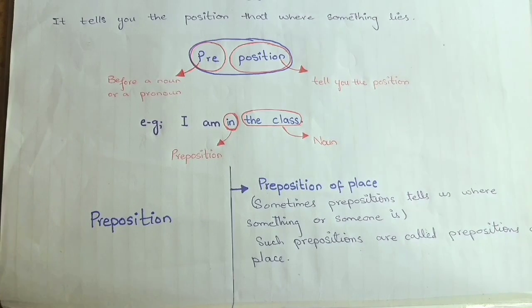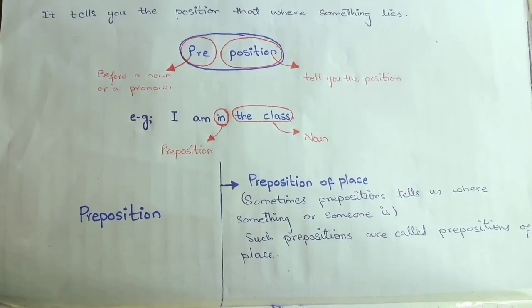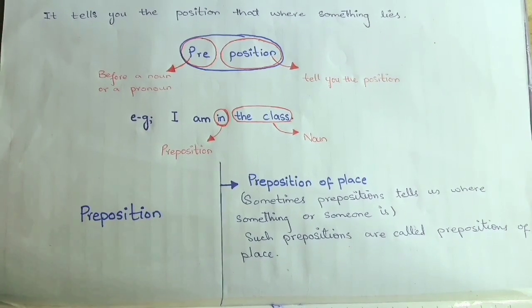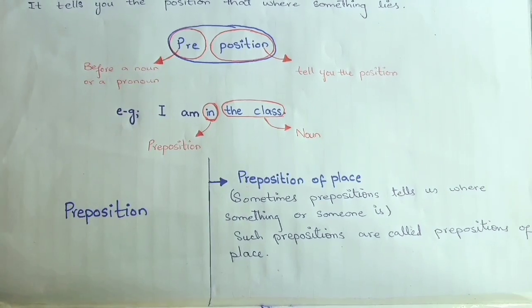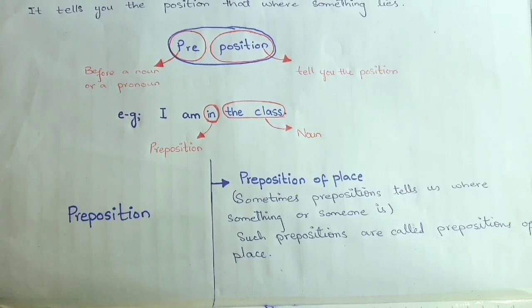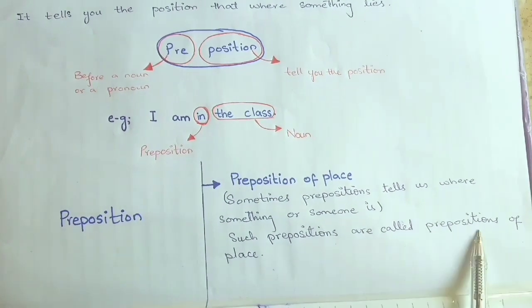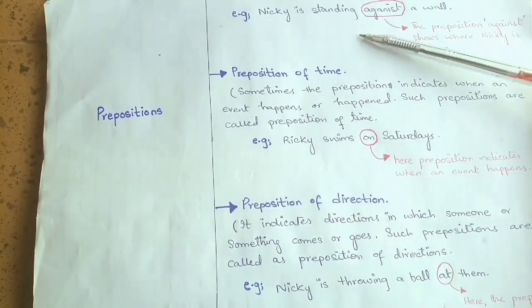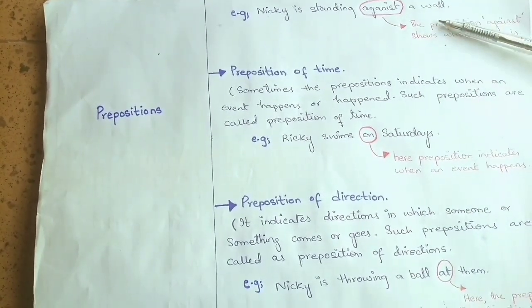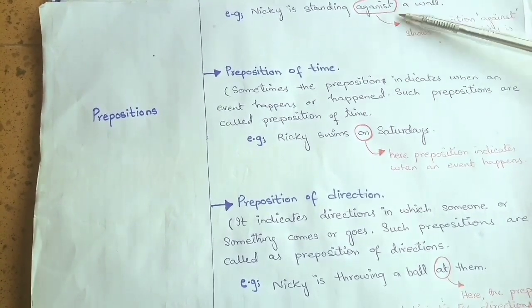So now I'm going to give you a very brief introduction to the preposition of place, preposition of time, and preposition of direction. Firstly, preposition of place. Sometimes prepositions tell us where something or someone is. Such prepositions are called prepositions of place. For example, Nikki is standing against a wall. Over here, the preposition against shows where Nikki is.